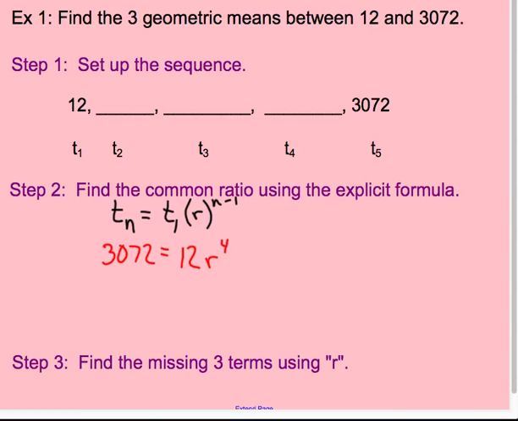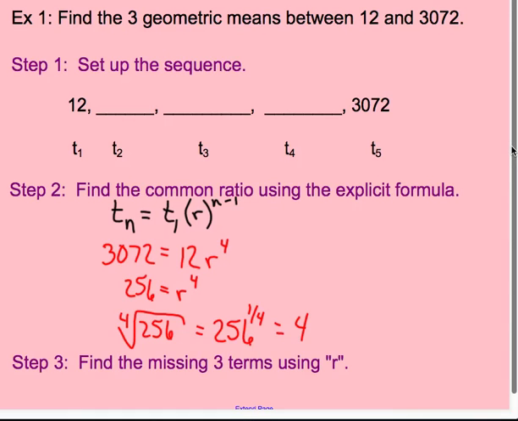So when I solve this, I'm going to divide both sides by 12, which gives me 256 equals r to the 4th power. So remember, to cancel a 4th power, we take the 4th root. There's 2 ways to do that on your calculator. You should have some sort of button that allows you to choose your root, or you can take 256 using a rational exponent to the 1/4 power, which gives us 4.